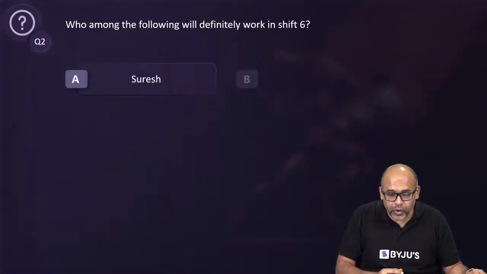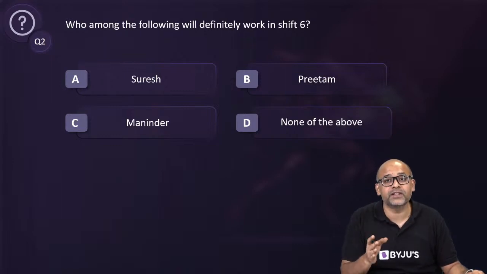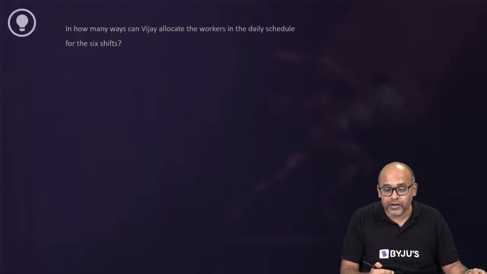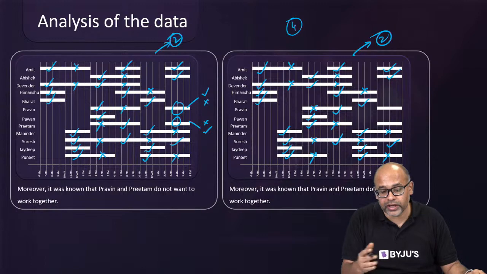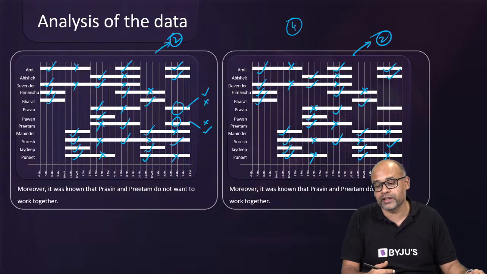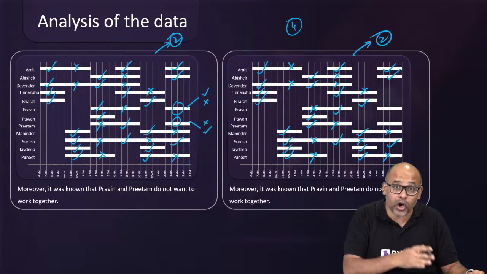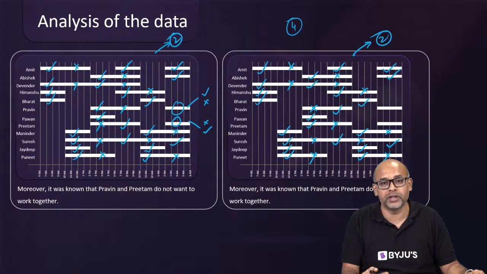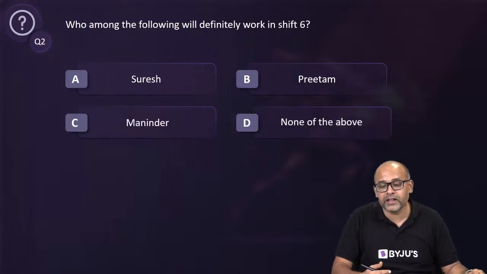Now, who among the following will definitely work in shift 6? By the way, Aditya, even if it is the 6th shift, there will still be 4 as an answer, because in the 6th shift you will have 2 possibilities. If it is all 6 shifts, then 4 possibilities. Anyway, coming back to this, who among the following will definitely work in shift number 6?